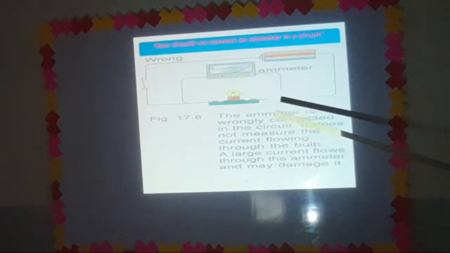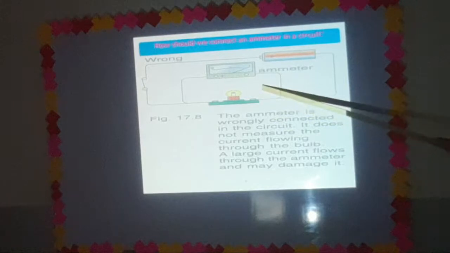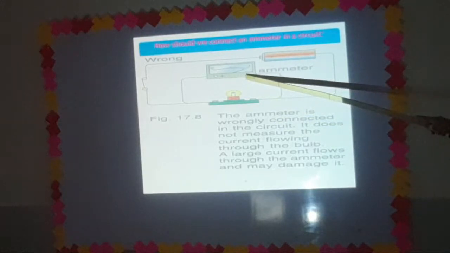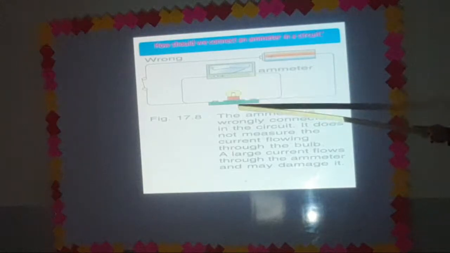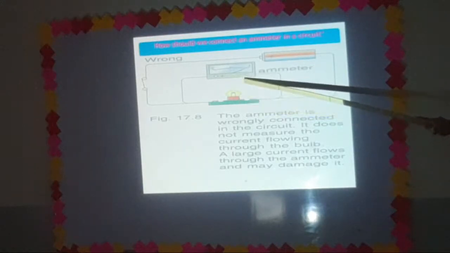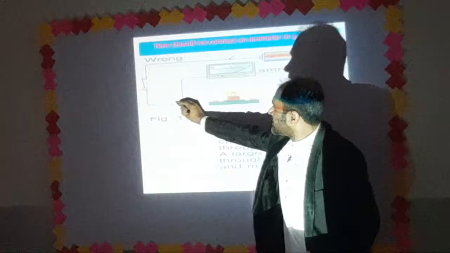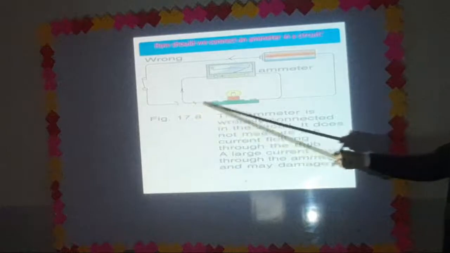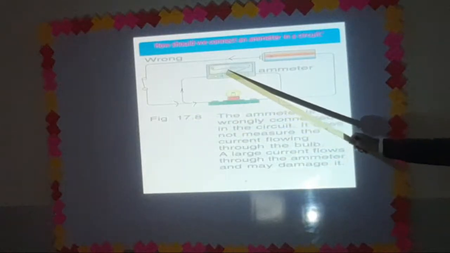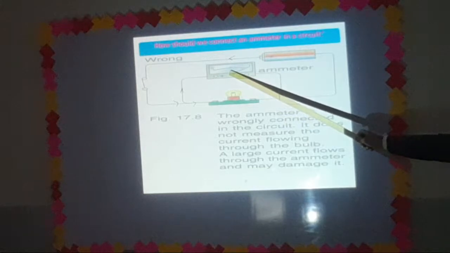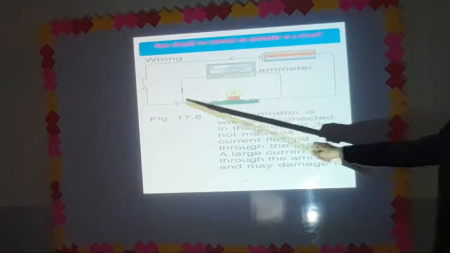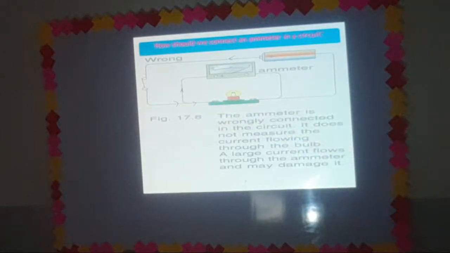Okay, have a look here. In this figure, the ammeter has been connected in parallel. It is not connected in series. So this is a wrong connection, because while measuring current, it is important that current must have only a single path. Here the current has two paths, one from this side, another from this side. The ammeter in this case is unable to measure the whole current because some of the current is passing through this way. So the ammeter must be connected in series.